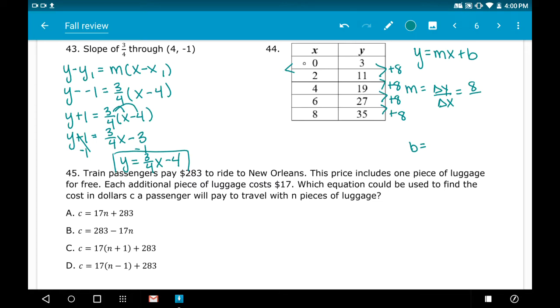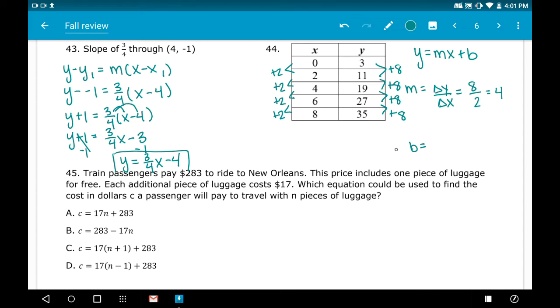And our change in x from 0 to 2 is plus 2. 2 to 4 is plus 2. 4 to 6 is plus 2. And 6 to 8 is plus 2. So our change in x is a positive 2, which means 8 divided by 2, our slope has to be 4.